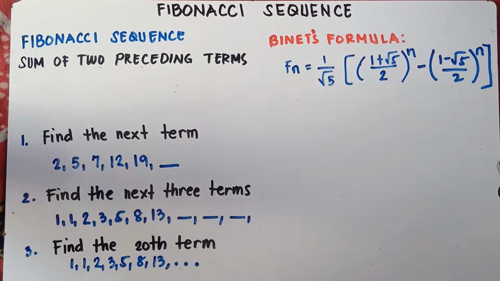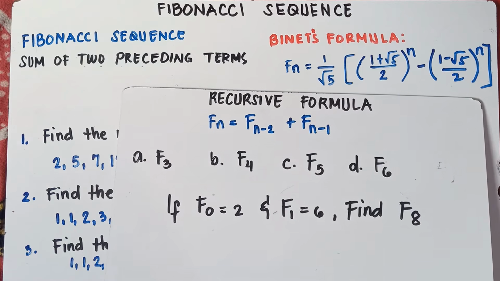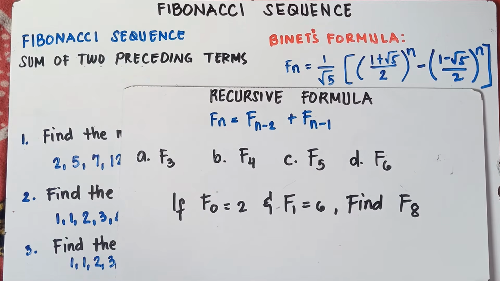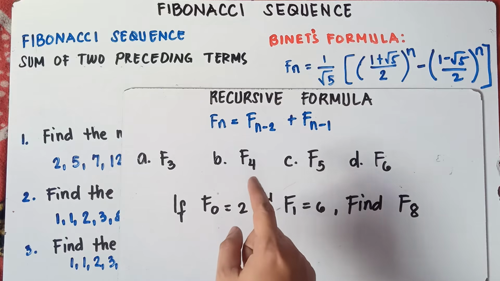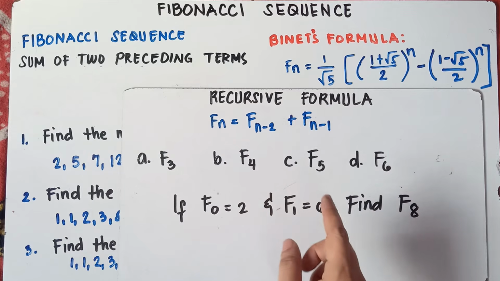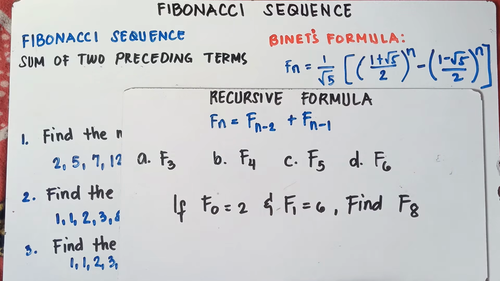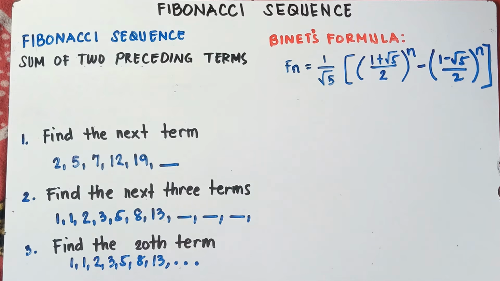In the next part of our video class, we will be solving the recursive formula. This will be the formula, class: F sub n equals F sub n minus 2 plus F sub n minus 1. This is still the Fibonacci sequence. We will explain that later on in the next part of our video. Feel free to see the link in the description down below for part 2 of our video using the recursive formula.